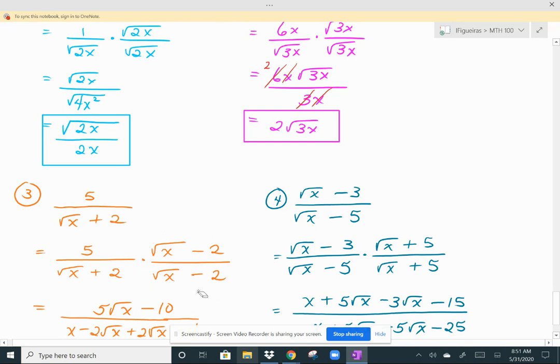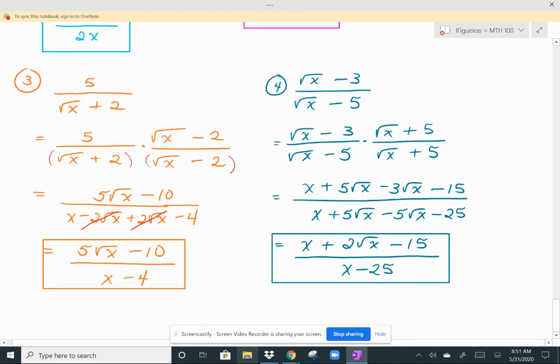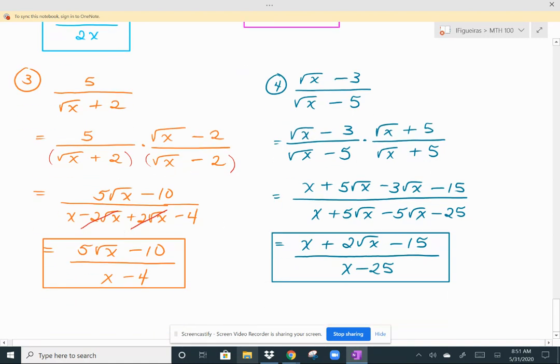Okay, so now that I know what I'm multiplying by, on the top you have to distribute, and on the bottom you have to FOIL. So I'm going to distribute on the top. That's 5 root x minus 10. On the bottom, I FOILed, so first is x, outer is negative 2 root x, inner is positive 2 root x, and last is negative 4. Remember, with conjugates, outer and inner cancel, so if you don't want to write that step, that's fine. So you're left with 5 root x minus 10 divided by x minus 4.